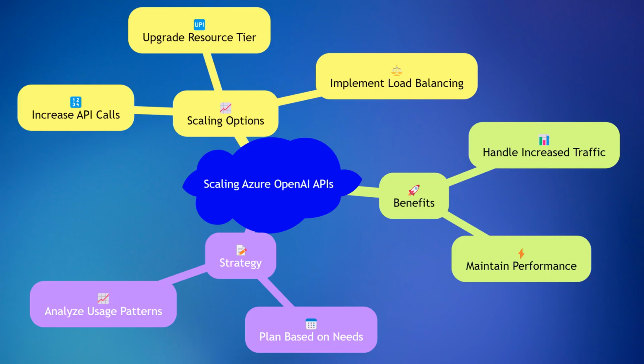As your application grows, you may need to scale your use of Azure OpenAI APIs. Azure provides various options for scaling, including increasing the number of API calls, upgrading your resource tier, and implementing load balancing. Proper scaling ensures that your application can handle increased traffic and maintain performance. Plan your scaling strategy based on your application's needs and usage patterns.